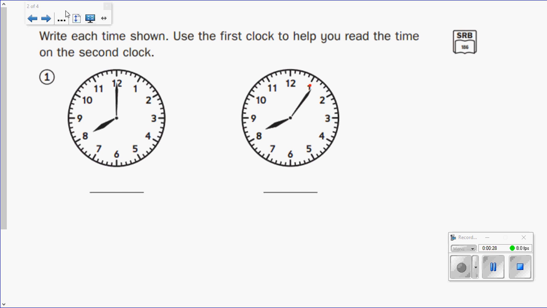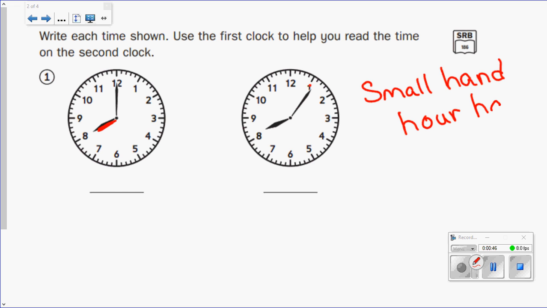So if we look at the first clock, the first thing we want to pay close attention to is the small hand. And the small hand, remember, we don't call it the small hand. We call that small hand the hour hand. Okay? And that hour hand is pointed to 8 o'clock. So we know that the hour is 8 o'clock.